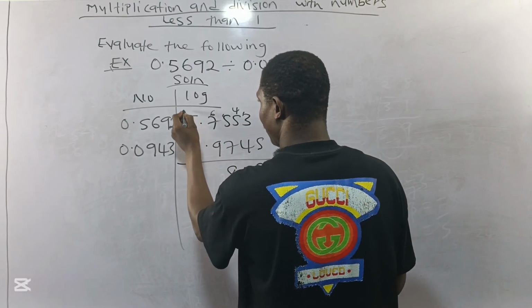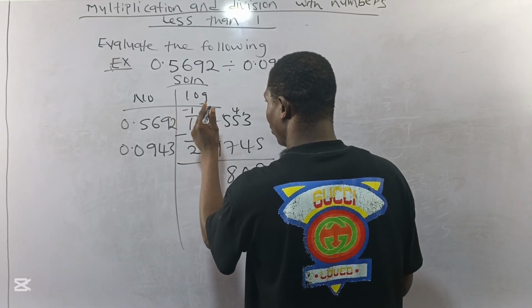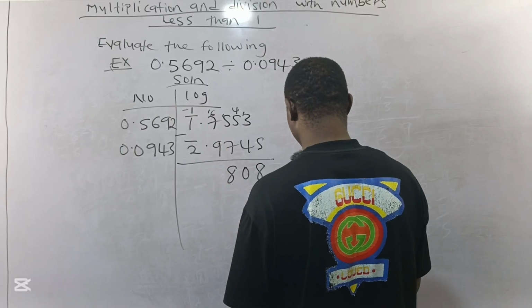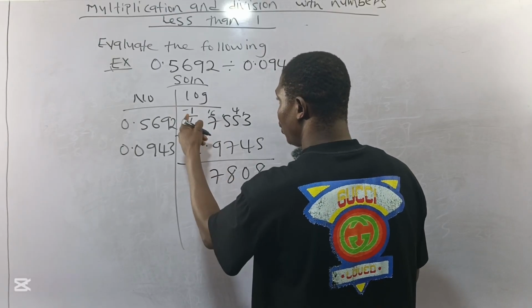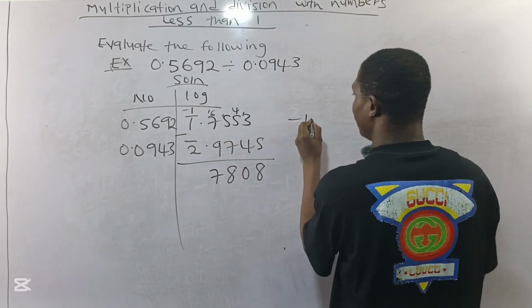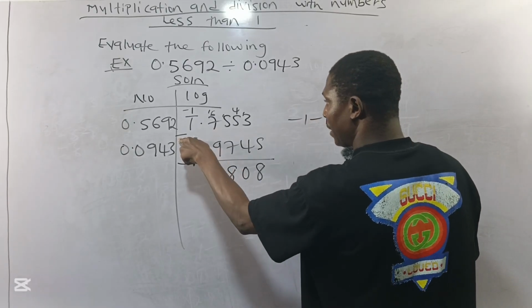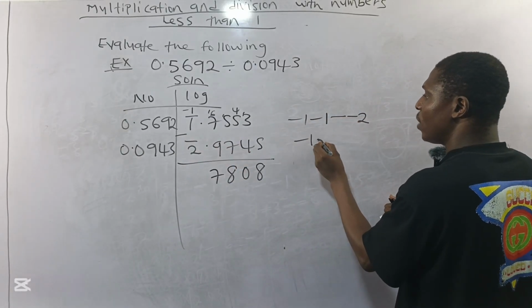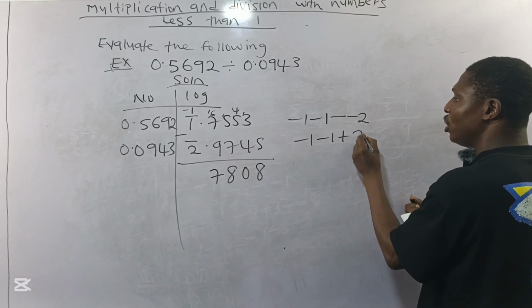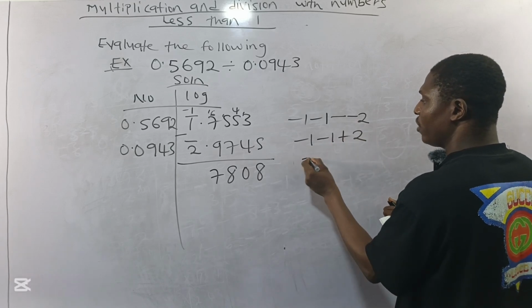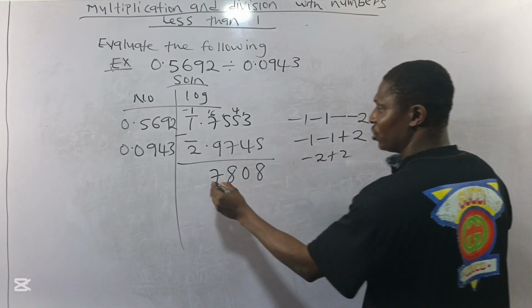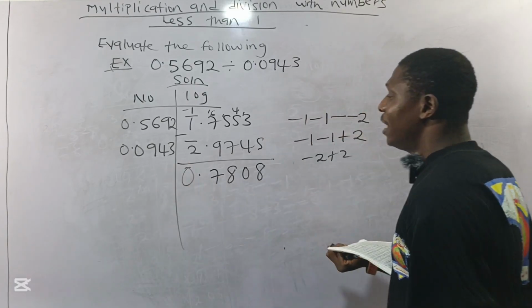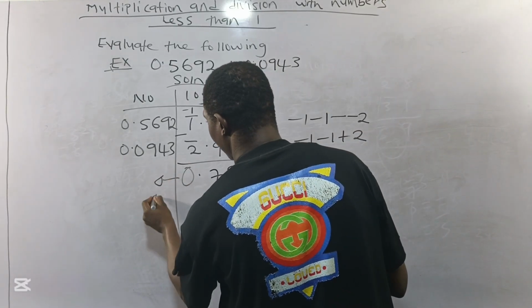If I take 1 from here, it becomes minus 1. And here becomes 16. 16 minus 9 will give me 7. So we have minus 1, bar 1, which is minus 1, minus bar 2, which is minus minus 2. So we have minus 1, minus minus is plus 2. Minus 1 plus 2 should give me 0. So I have 0 point this. Now take my antilog.